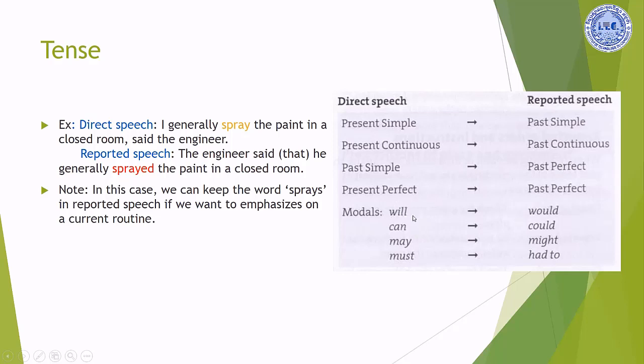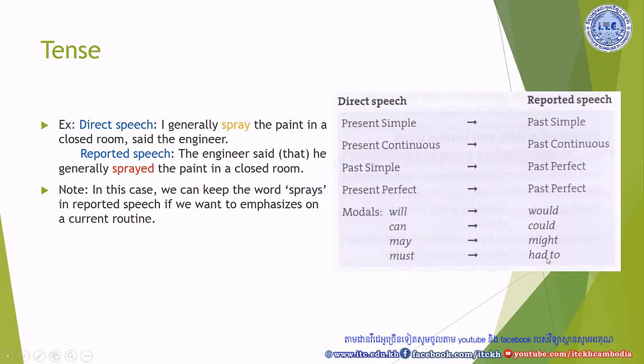And for modal verbs, like will, we change it to would, can to could, may to might, and must to had to, because must doesn't have a past form, a past tense, so we use the past tense of have to. Okay, so thank you. Let's move on to our example here.